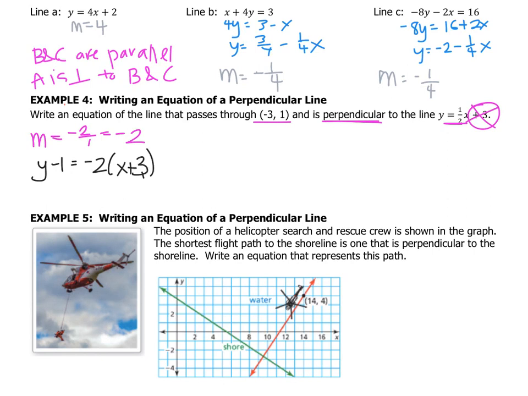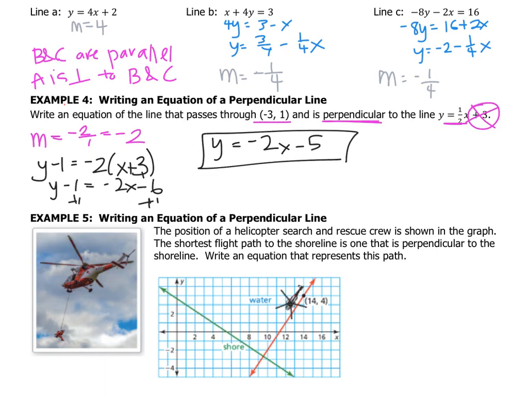And then I just distribute. Y minus 1 equals negative 2x minus 6. When you add 1 to both sides, you get y equals negative 2x minus 5. So if you were to get out a piece of graph paper, this original equation would be perpendicular to this equation, and one way that you can notice is that they have negative reciprocal slopes. Alright, let's check out example 5.